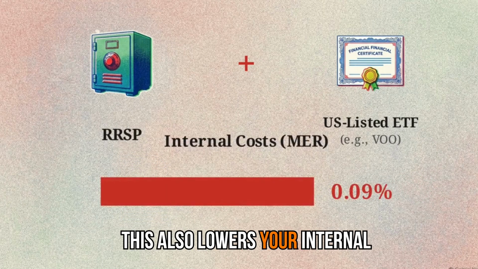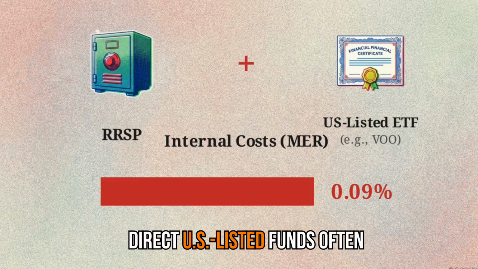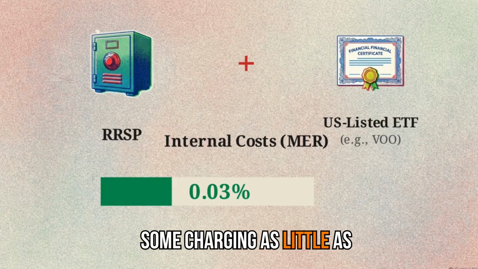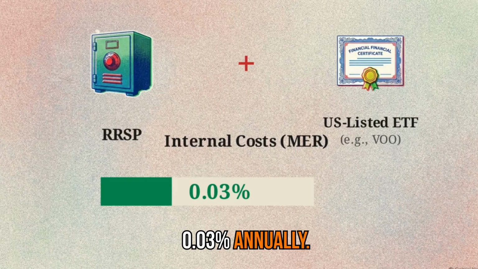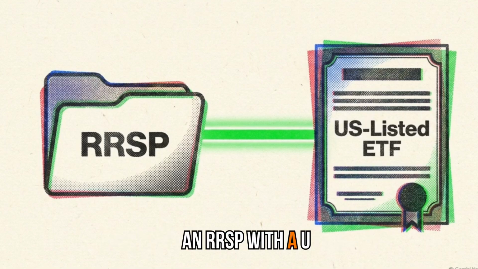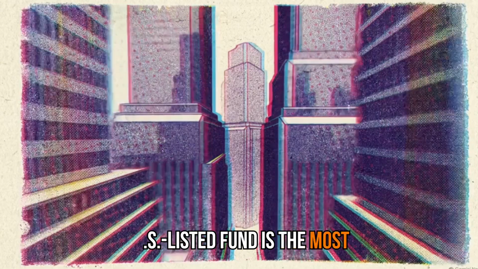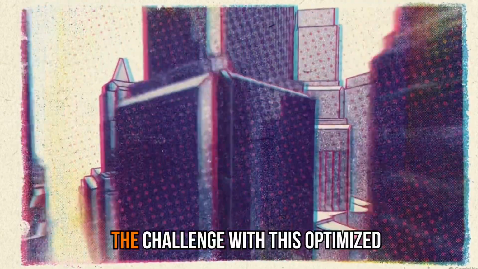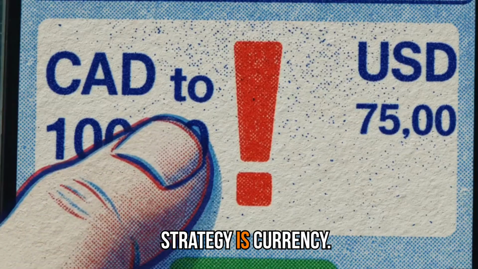This also lowers your internal costs. Direct U.S.-listed funds often feature lower management fees, with some charging as little as 0.03% annually. For long-term retirement, matching an RRSP with a U.S.-listed fund is the most efficient way to capture the full power of the S&P 500. The challenge with this optimized strategy is currency.